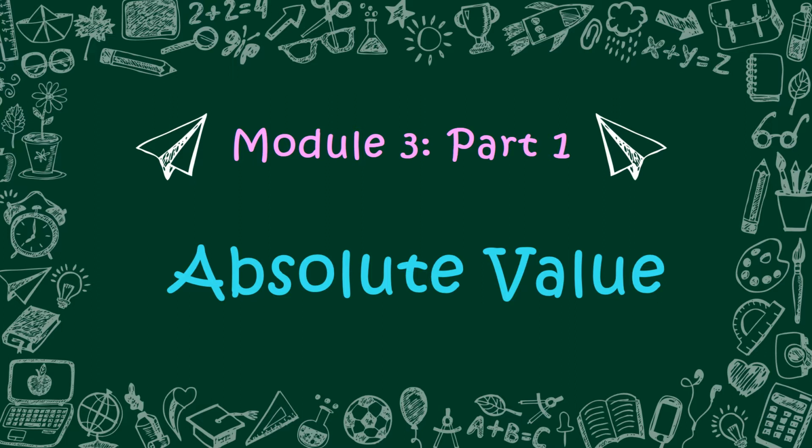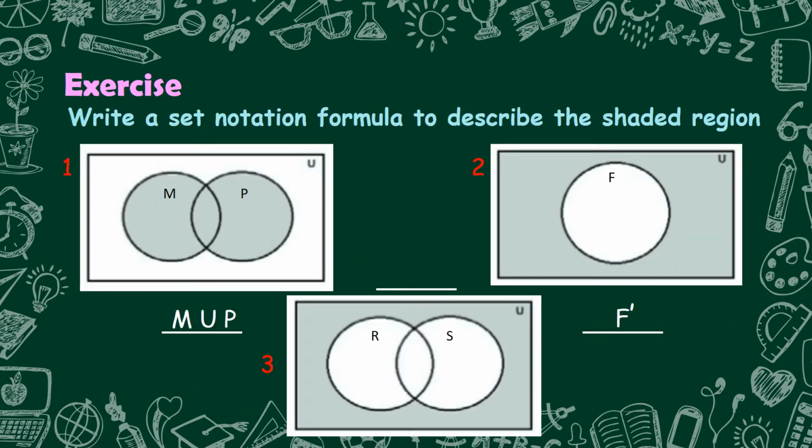Congratulations my dear students, you are now in Module 3, Part 1, the absolute value. Before we proceed, let us answer number 3 given in our last video lesson about Venn diagram. Thank you for all my students who tried their best to answer in the comment section. Let us see if you get the correct answer. Here's our answer. Did you get it right? Very good. Now, let's proceed to our lesson.